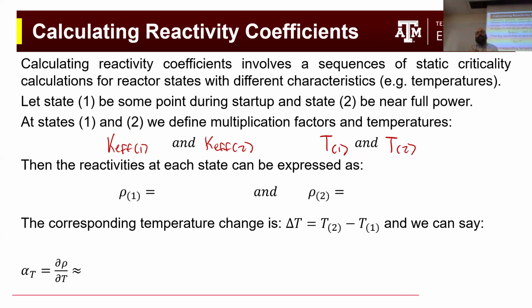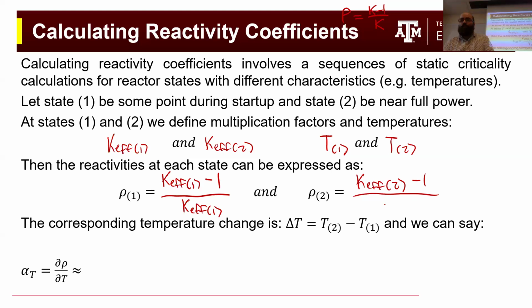So if I have K effective, how could I write my reactivity in terms of the K effectives? How would I write reactivity as a function of K effective? Perfect. Yeah, K minus 1 over K. So in this case, reactivity 1 would be K effective 1 minus 1 over K effective 1, and similarly, reactivity 2 would be K effective 2 minus 1 over K effective 2.